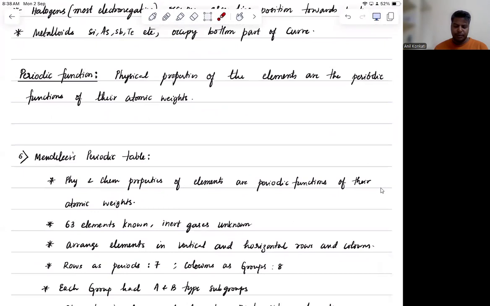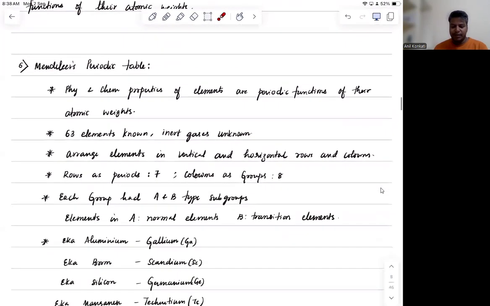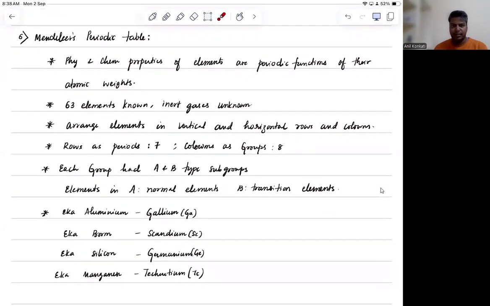The physical and chemical properties of the elements are periodic functions of their atomic weights. This was what was originally proposed by the Lothar Meyer curve, and Mendeleev just took that and tried to expand it and made it into a little better fashion. So he said that the physical and chemical properties of elements are periodic functions of their atomic weights. He was able to identify 63 elements, in which inert gases were unknown.